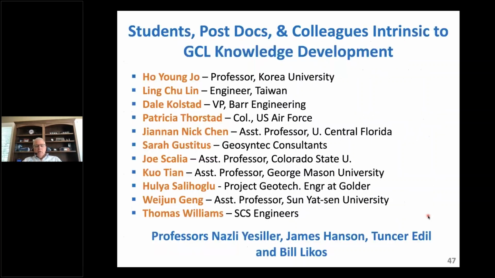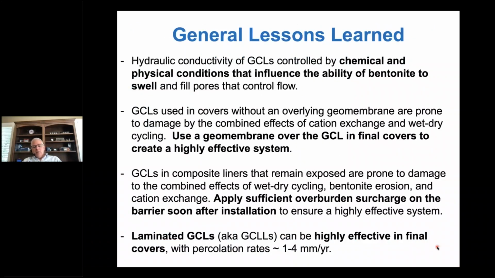And finally, and I just talked about this briefly with laminated GCLs, this issue of covering the GCL and putting overburden on top, we can simplify that using laminated GCLs, products where the geomembrane and the GCL come together. Percolation rates, highly effective in final covers, on the order of 1 to 4 millimeters per year. We saw that in the first case history, and I mentioned another field site where we see that as well. So those are the two that we talked about today.